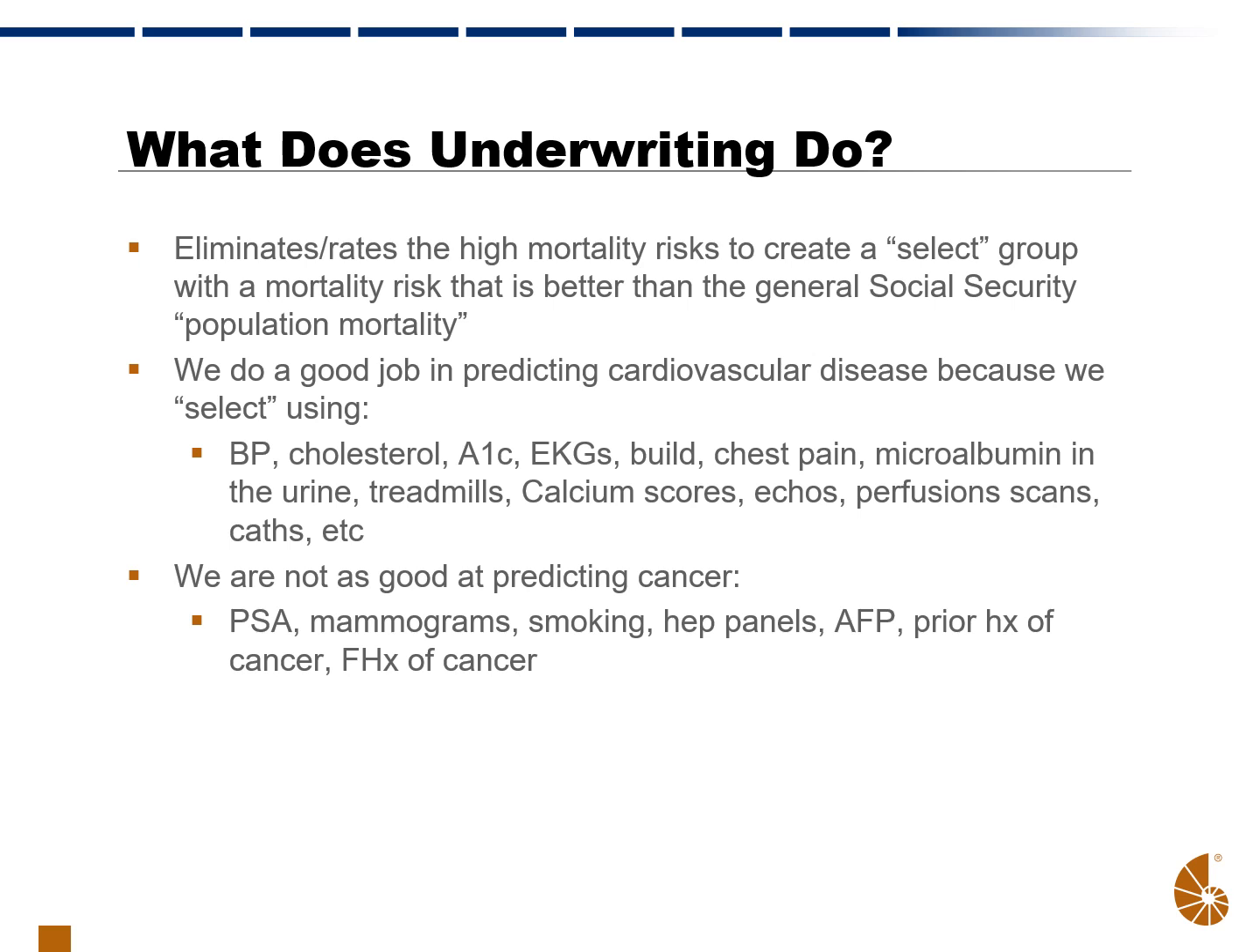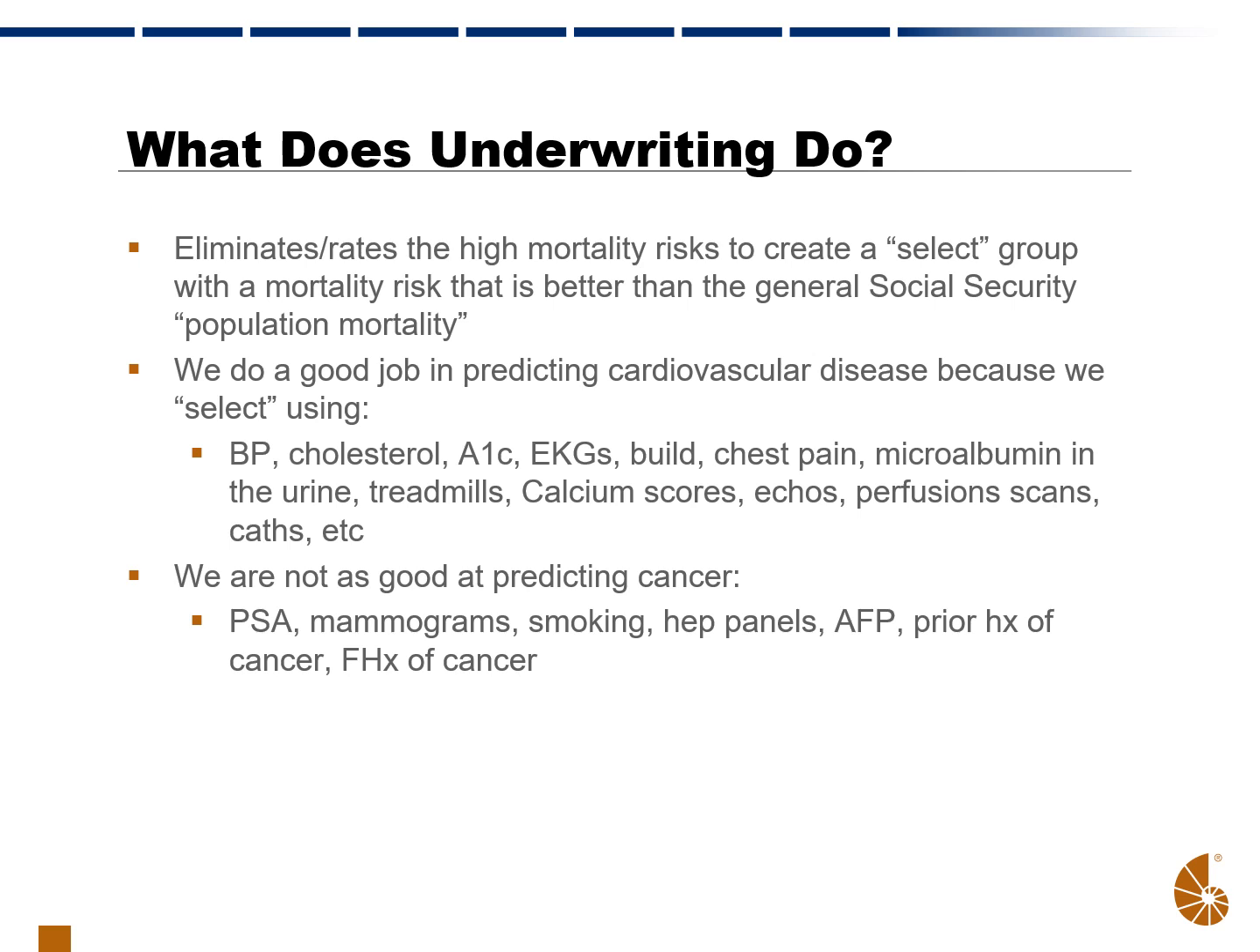So we do a pretty darn good job of predicting cardiovascular disease risk because we have all these factors that we look at like blood pressure, cholesterol, EKGs, A1Cs, you know the list, calcium scores, echoes, perfusion scans, and caths. So we have a pretty good idea of what somebody's cardiovascular risk might be to create our select group.